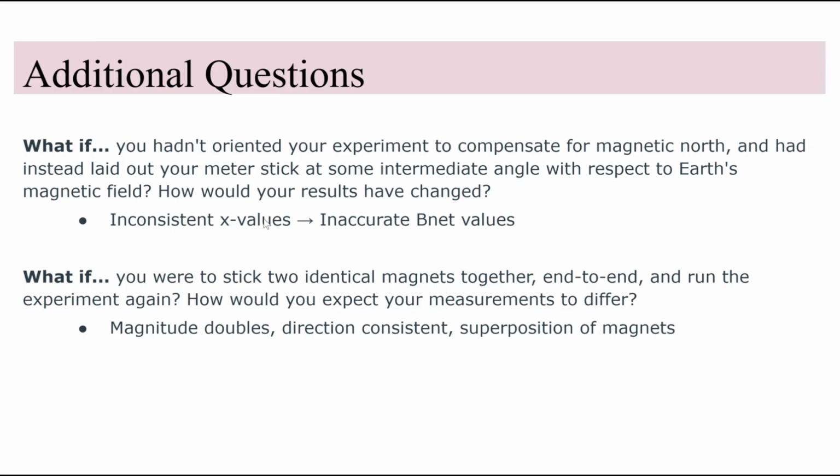Second, what if I stuck two identical magnets to each other end to end? Due to the principle of superposition, the magnetic field would approximately double in magnitude while the direction would remain the same.